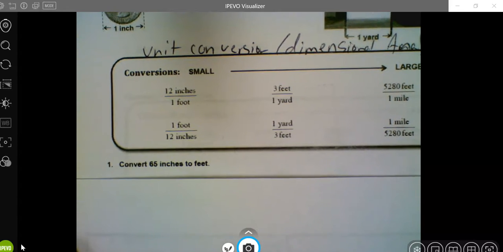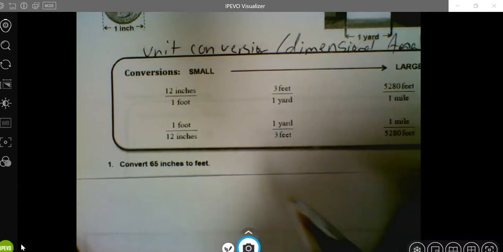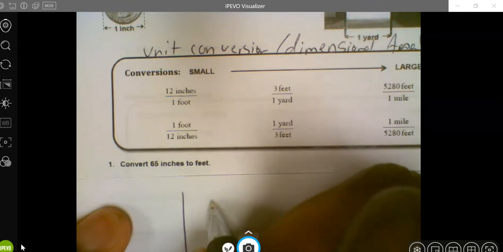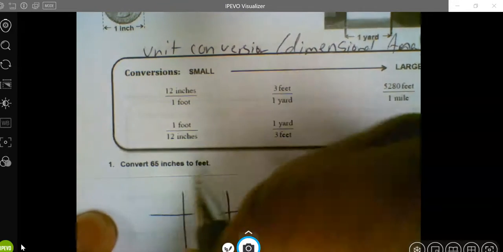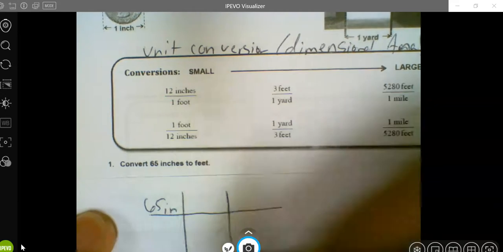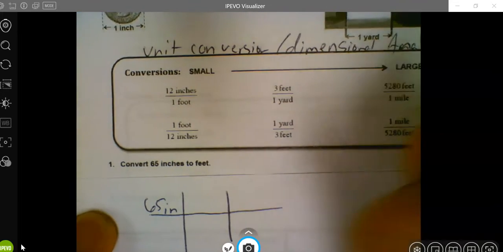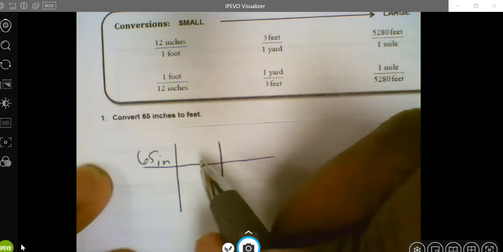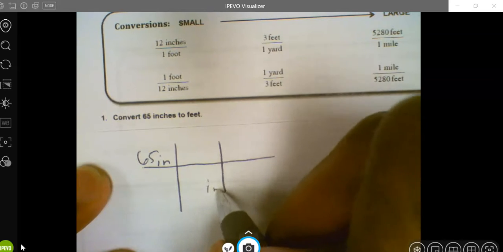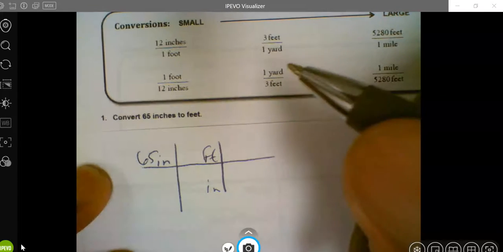All right, so it says convert 65 inches into feet. If I give you 65 inches and I want to convert that into feet, I would use this little table like this. And basically, whatever the unit they gave you, I'm going to put here, 65 inches. Now I want to change it to feet. So in order to do that, you basically want to just know that on the top of this page, it says that there is 12 inches in 1 foot. So you want to rewrite this. So I'm going to put inches on the bottom and feet on top.